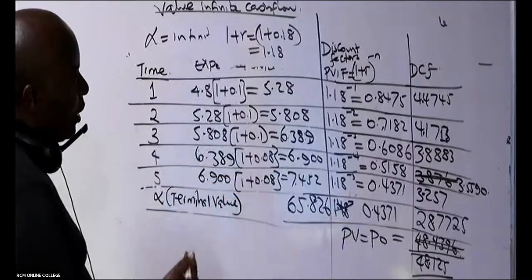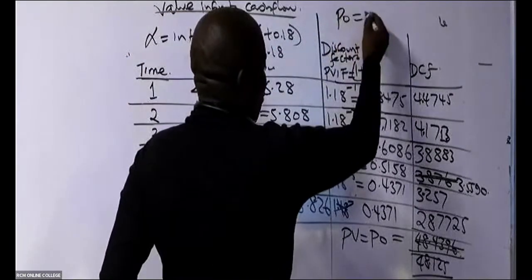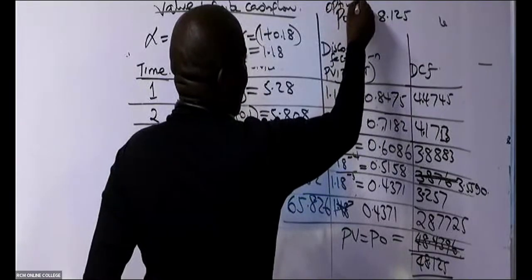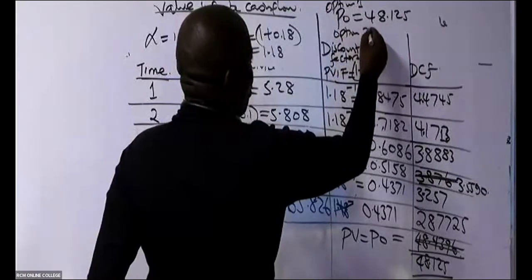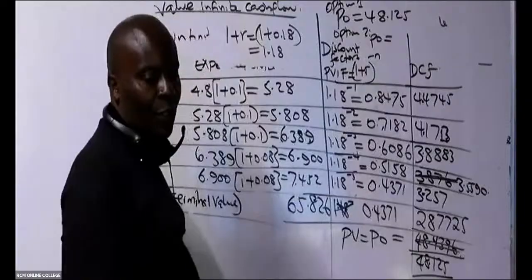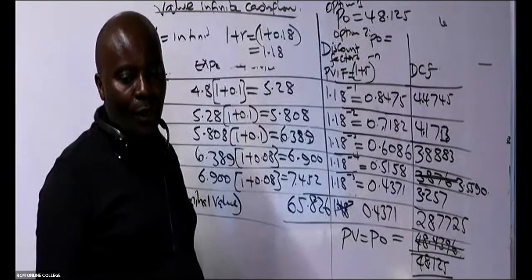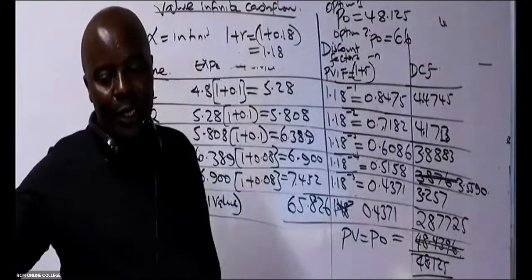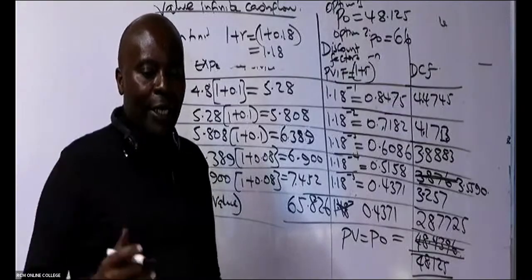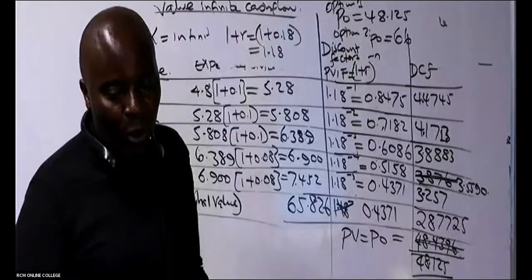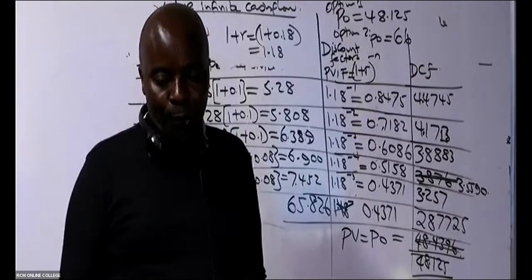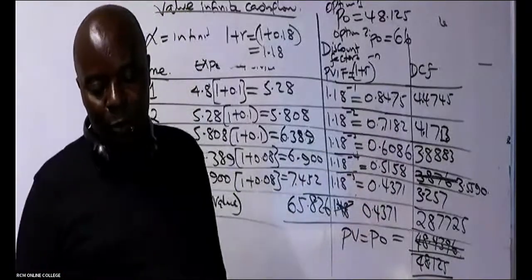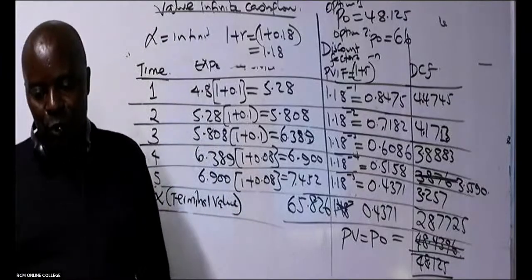If I go this way, my share is worth 48.125. This is option 1. If I go through option 2, my share is worth how much? Was this 66? 66. So in this case here, myself as an investor would always want a higher share price, and therefore I recommend option number 2. Option number 2 is better.